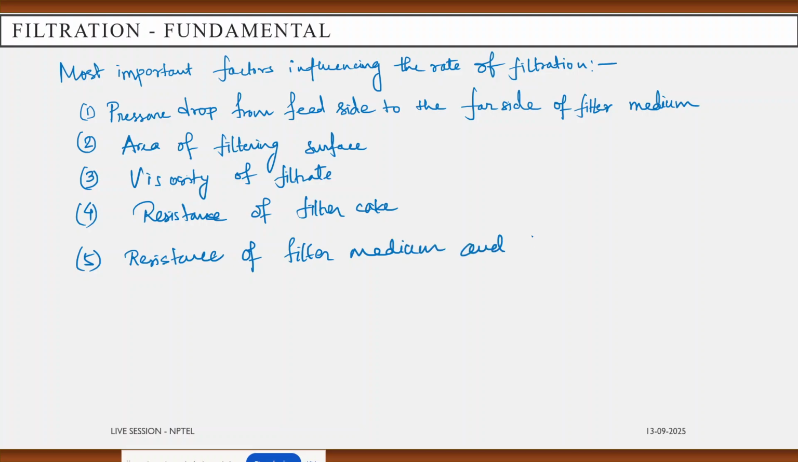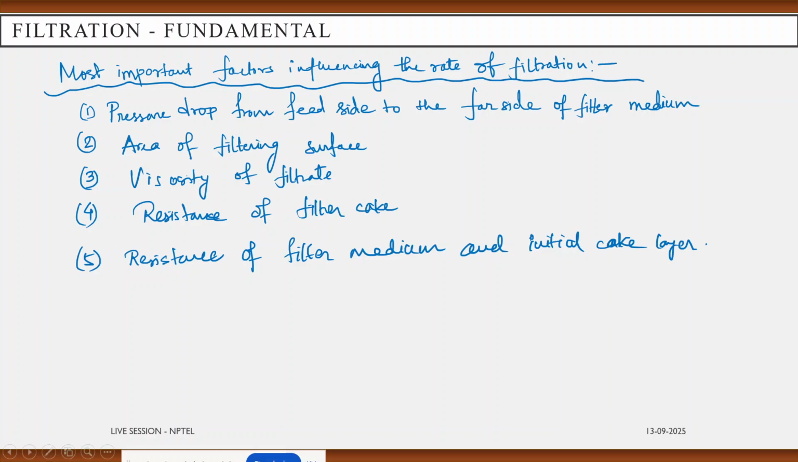And the initial cake layer. These are the important parameters that you have to focus on before operating different kinds of filtration processes. The most important things are the pressure drop, the area of the filtering surface, the viscosity of the filtrate that you are going to get, the resistance of the filter cake or cake bed, the resistance of the filter medium, and the initial cake layer.